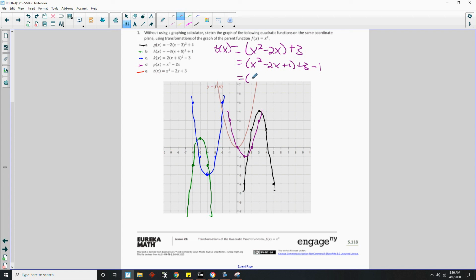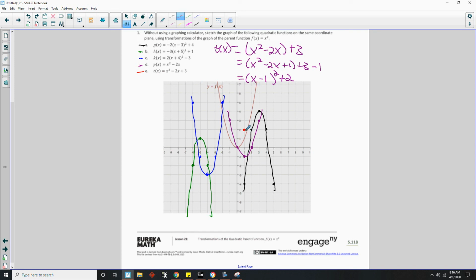So that's going to equal x, and it's going to be minus 1 squared. That's what this is. And 3 minus 1 is 2, so that's going to be plus 2. So it's shifted right 1, up 2. So if I go right 1, up 2, I thought this was in red. Right 1, up 2, that would be right here.